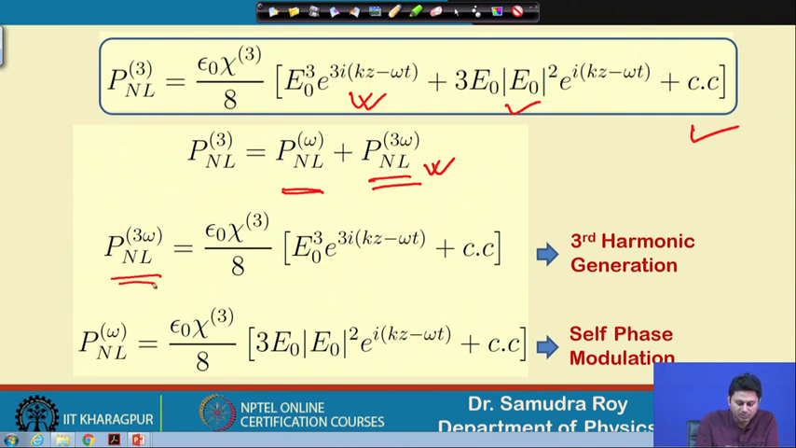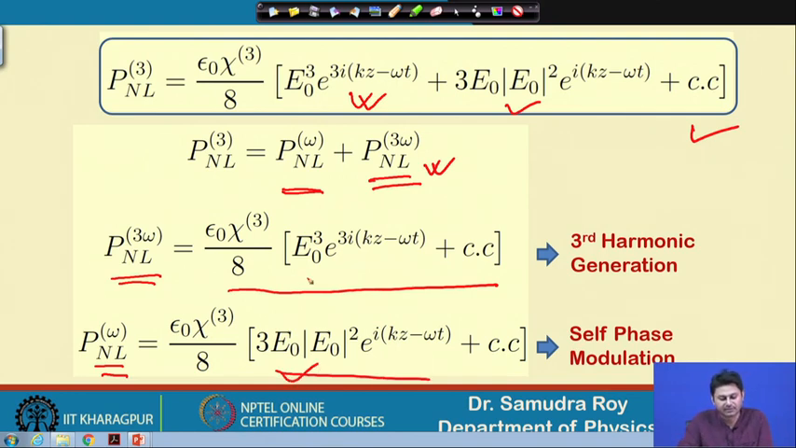So, I can write P nonlinear 3 omega as these things, and P nonlinear omega is now this quantity. This amplitude is important, that is why I am writing it several times. This quantity epsilon 0 chi 3 divided by 8 will be the same for both cases, but this amplitude is now slightly different for the two cases. But the most interesting thing is that it will vibrate. So, this polarization is now going to vibrate with the frequency 3 omega, and another polarization component will be there, which will be vibrating with the fundamental frequency that it should have, and that is omega.